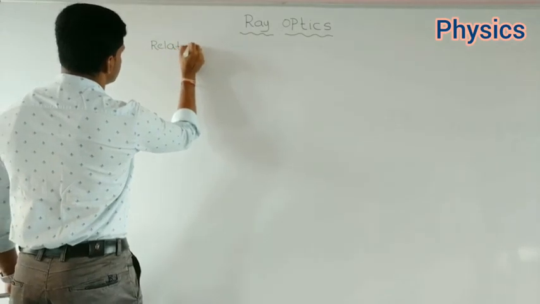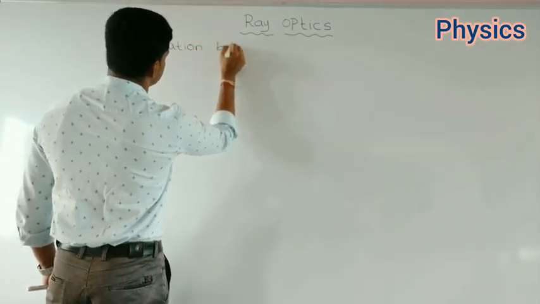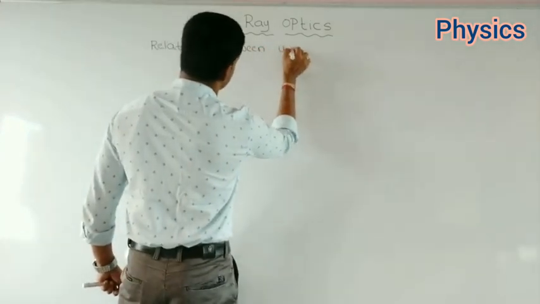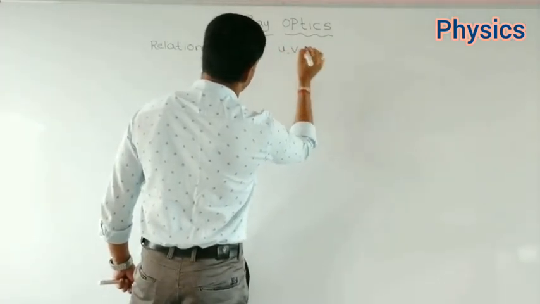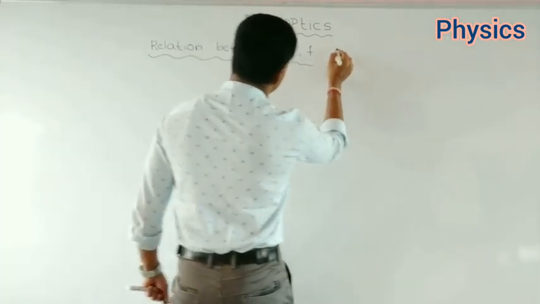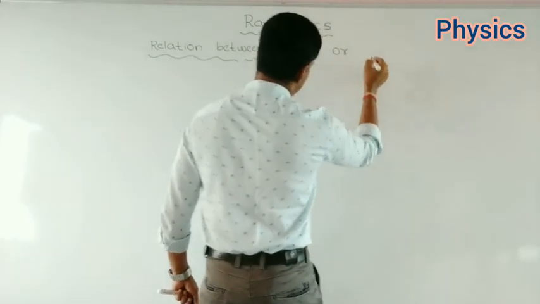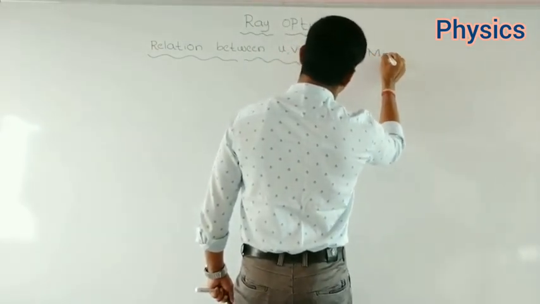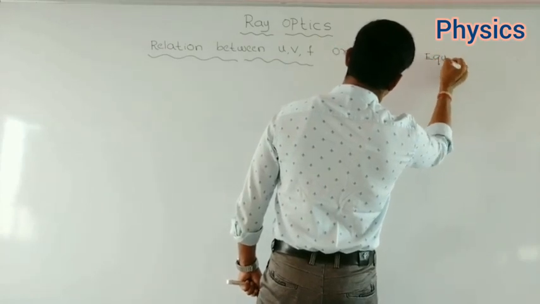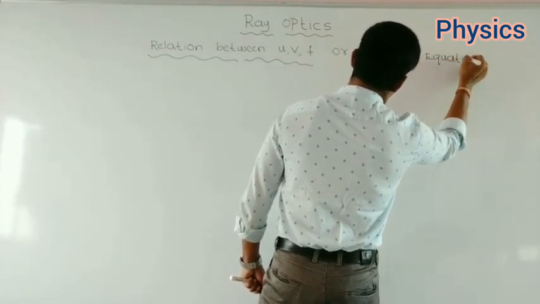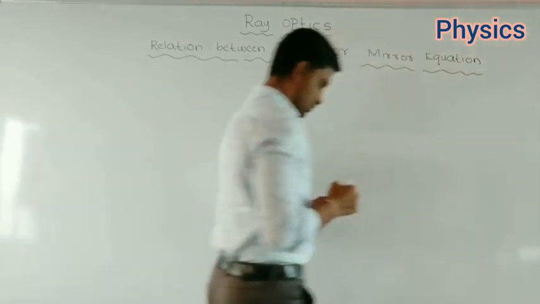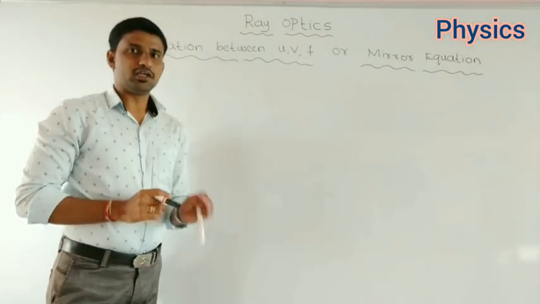Relation between u, v, f. This expression is also called a mirror equation. This is a very important derivation.